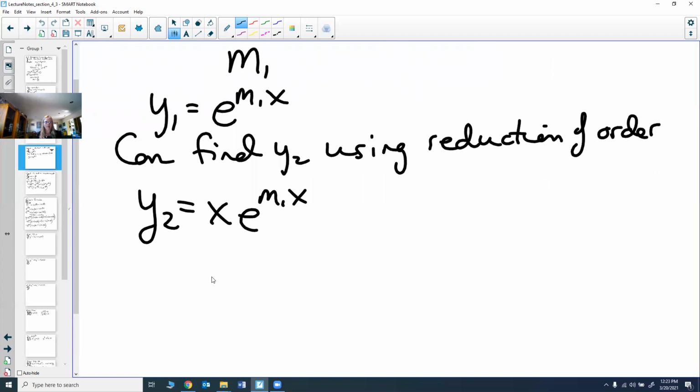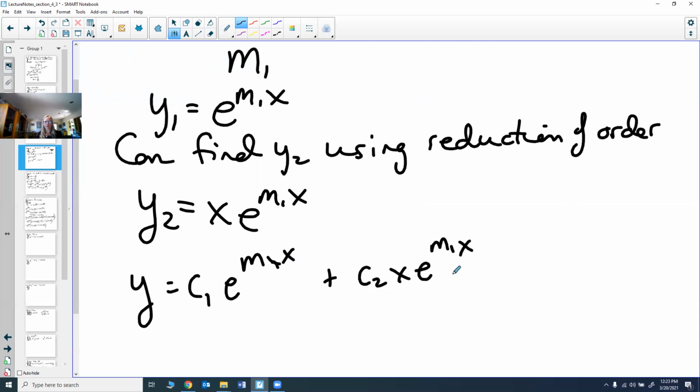that our y is equal to c1 times e to the m1x plus c2x e to the m1x. And so there's your solution here. That will be what it always will be.